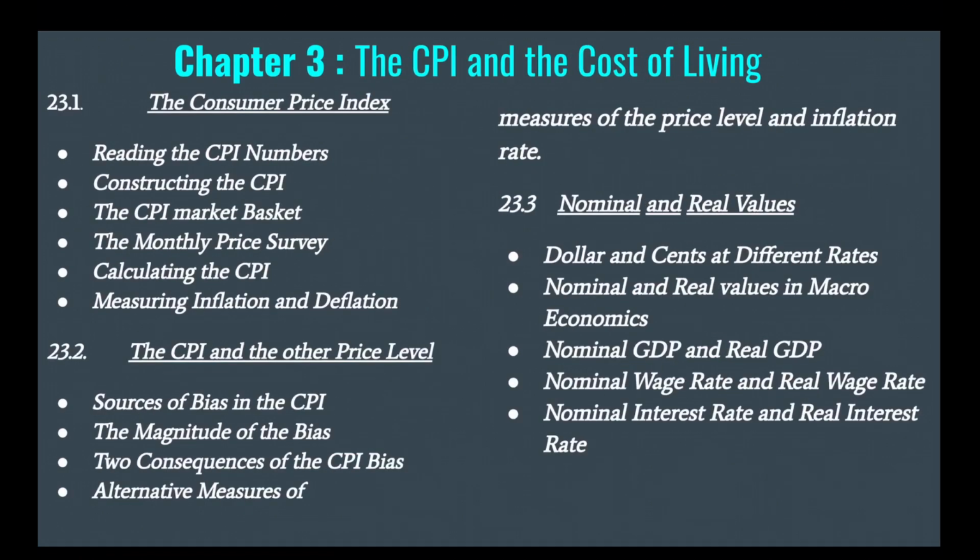Chapter 23, the CPI and the cost of living. 23.1, the consumer price index, reading the CPI numbers, constructing the CPI market basket, the monthly price survey, calculating the CPI, measuring inflation and deflation. 23.2, the CPI and other price level measures, sources of bias in the CPI, the magnitude of the bias, two consequences of the CPI bias, alternative measures of the price level and inflation rate.